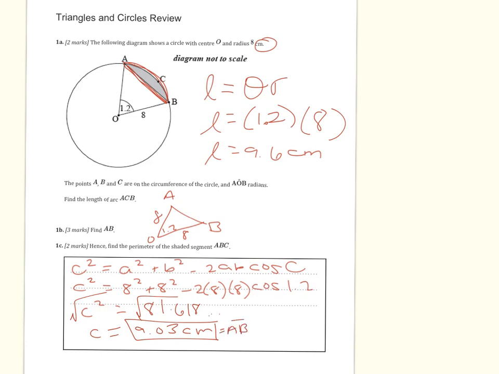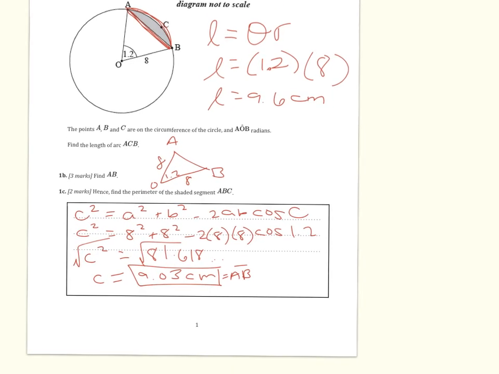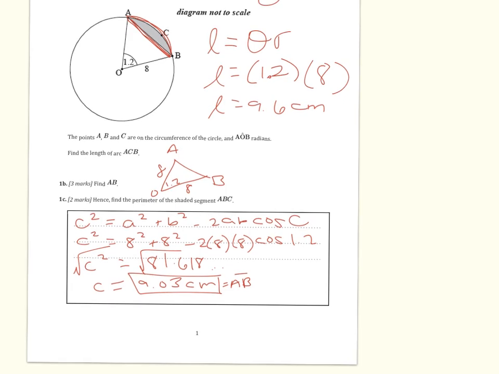And then the last part says, hence find the perimeter of the shaded segment. So that's just making sure we know what perimeter means. And perimeter would be the entire length of, actually I already have drawn it in right here, right? This length of arc ACB plus this length AB. And so really all we're doing is taking our two answers, 9.6 and 9.03, and adding them up to get our final perimeter of the shaded segment. So 9.6 plus 9.03 gives us 18.63 centimeters.